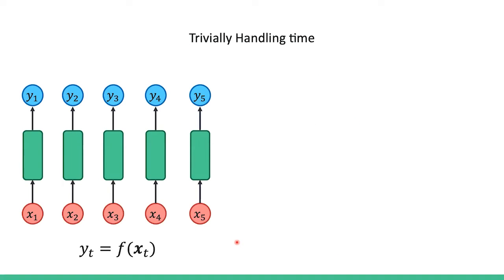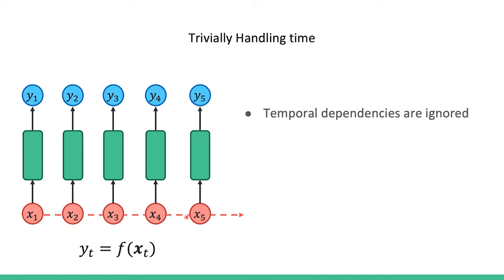But the point is that if we want to deal with temporal information, and we have only the ability to deal with atomic pieces of information, then in practice, the only thing that we can do is handling time trivially, that is applying the same architecture to the whole input series, one time step per time step. So in practice, we ignore the temporal dependencies. We have an input x1, we elaborate x1, and we get y1. We do the same for x2, x3, and so on.